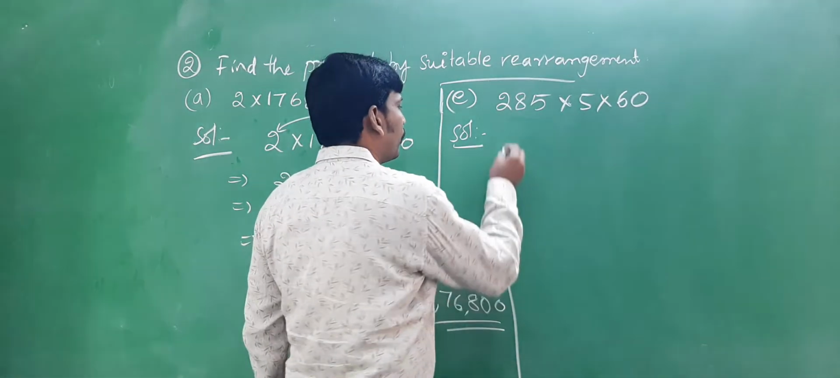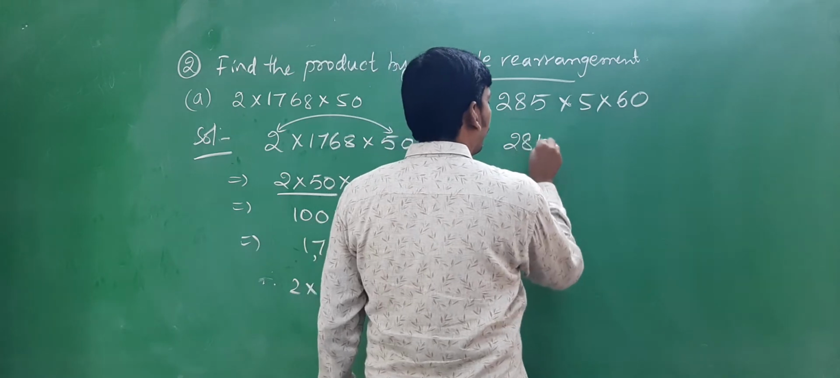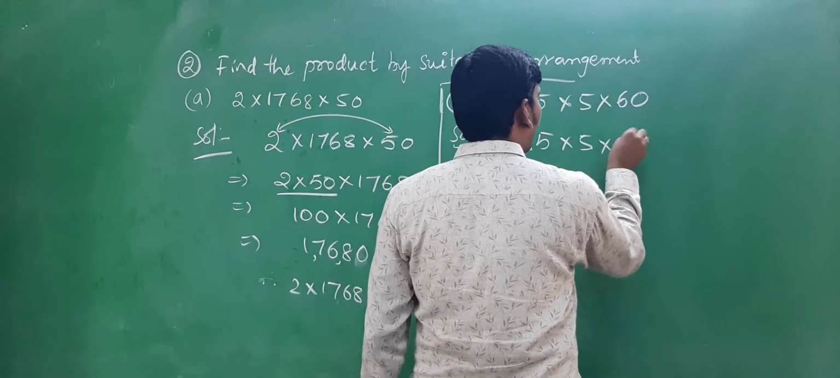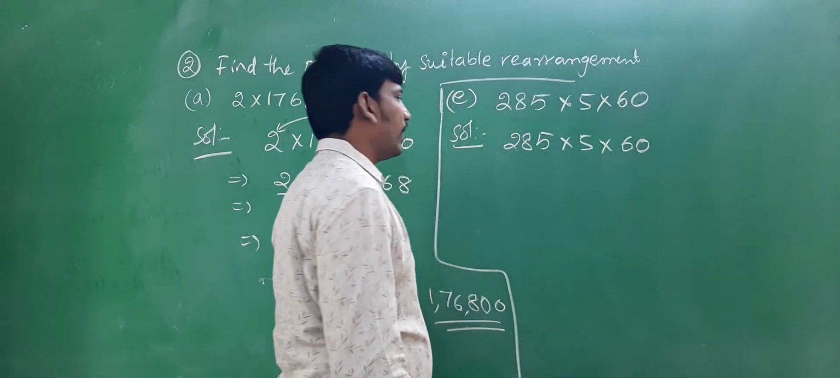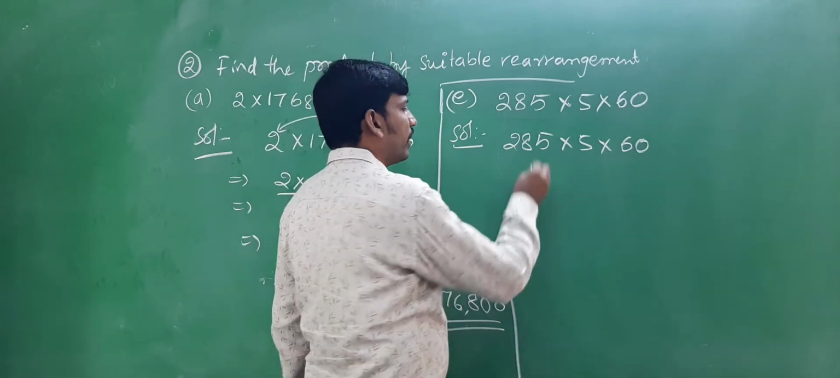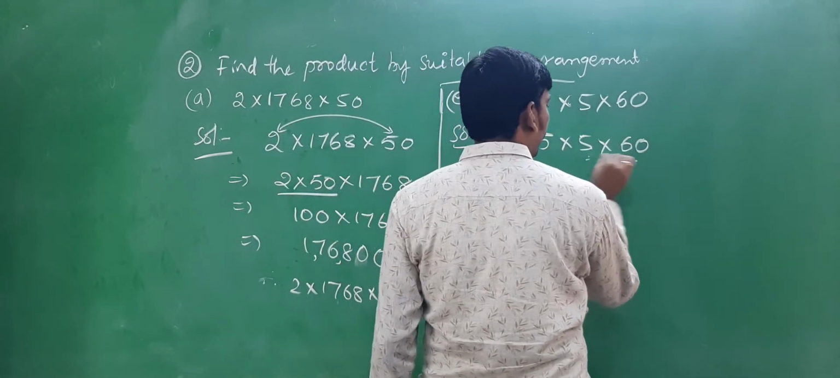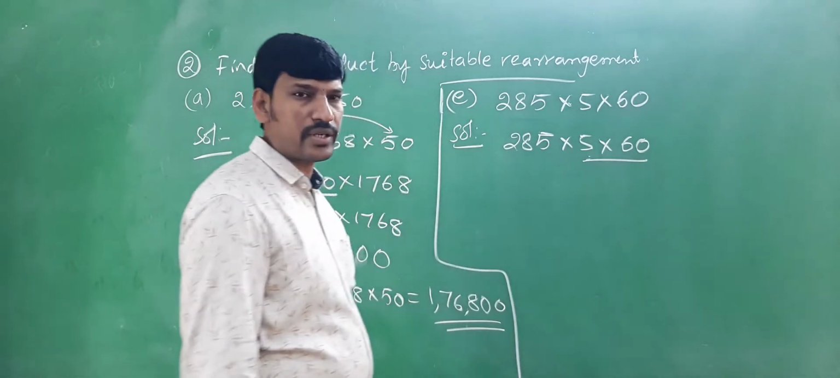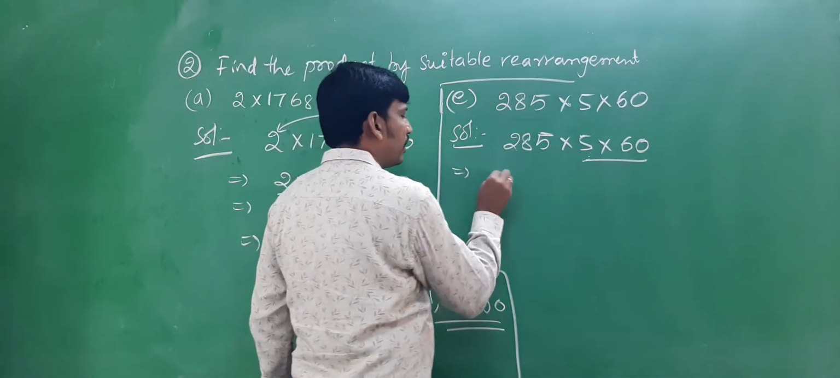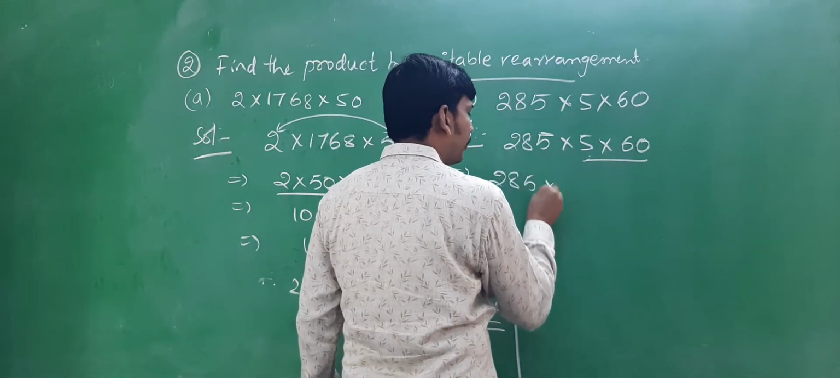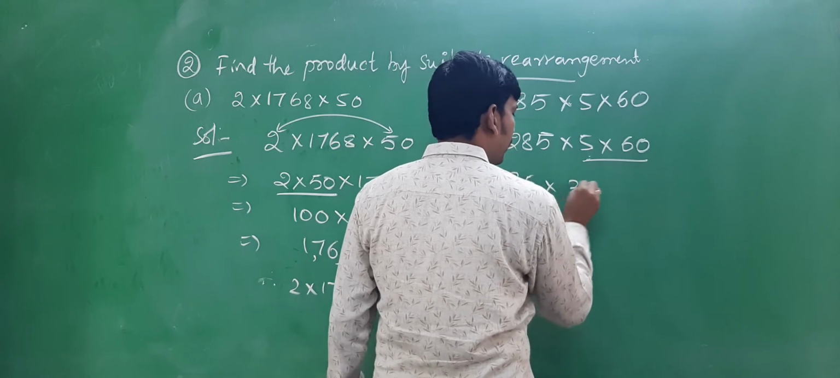So now 285 into 5 into 60. What I am going to do here is multiply these two first of all, 5 into 60, which is 300.